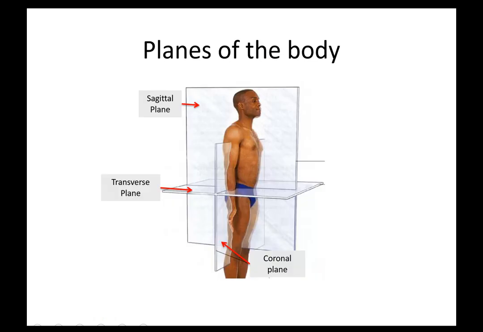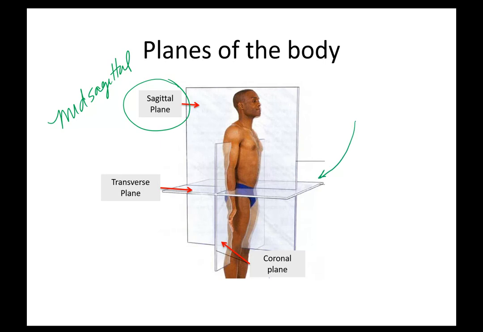Now let's talk about the planes of the body. If there was a huge plate of glass and it fell from the ceiling and cut me into right and left halves, that would be the sagittal plane. If it cut me right down the center of my nose, we would say it's mid-sagittal. But sagittal just means that you've got right and left halves, whether they're equal or unequal.